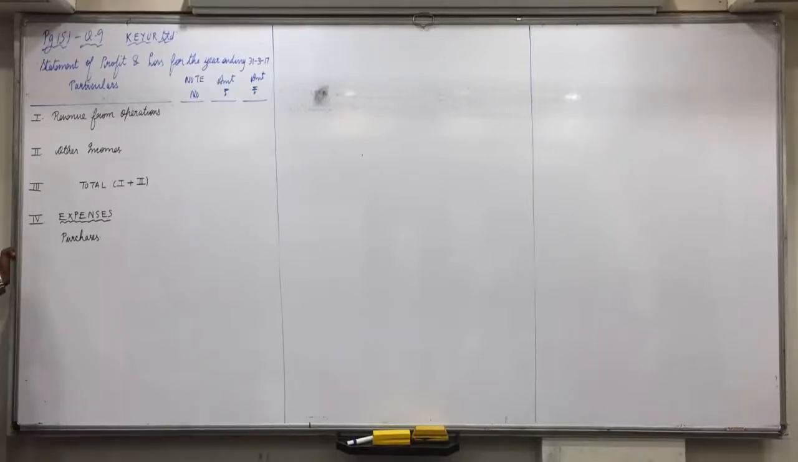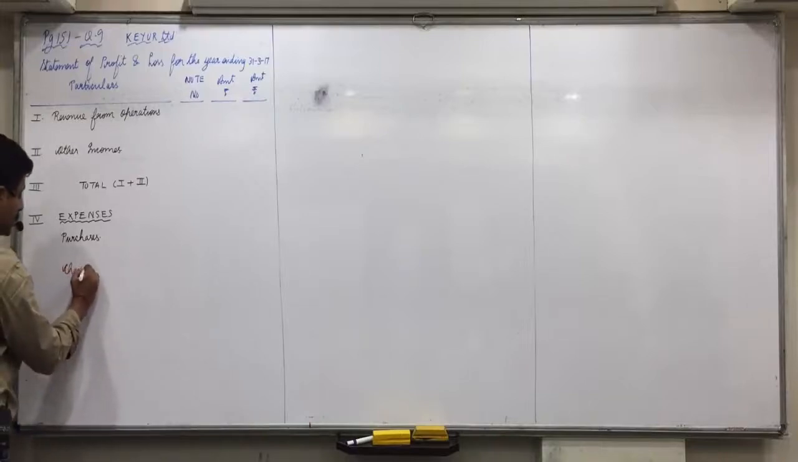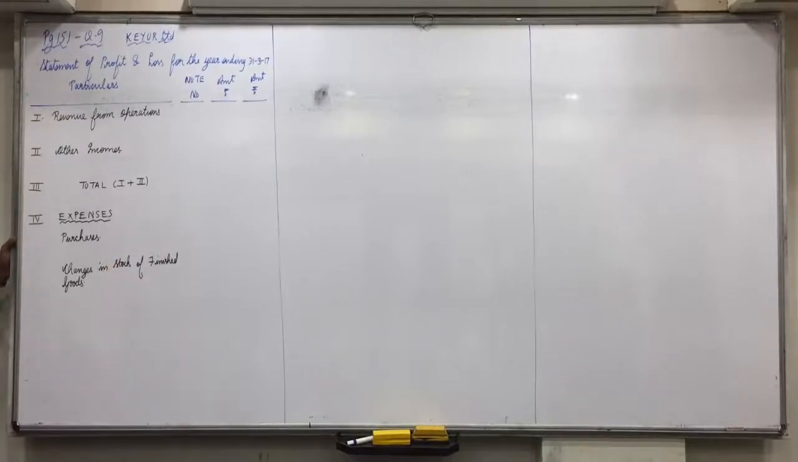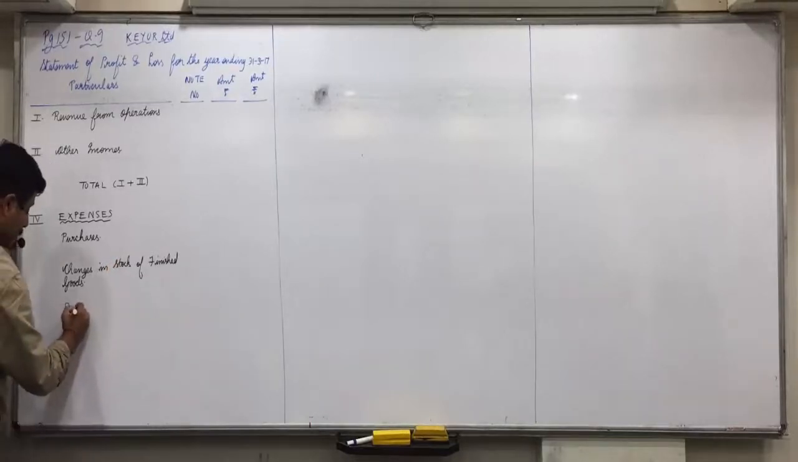Changes in stock of finished goods. Both of you write this 20 times. Expenses, all the expenses you write 20 times, both of you. Changes in stock of finished goods. Silence, everyone.